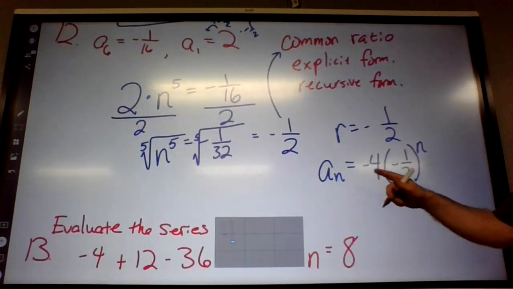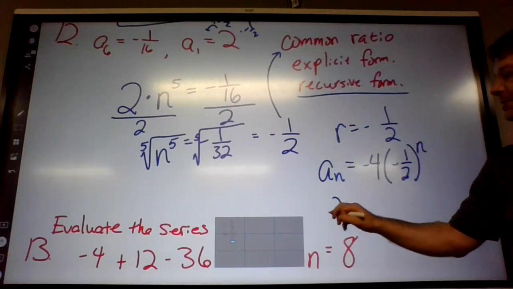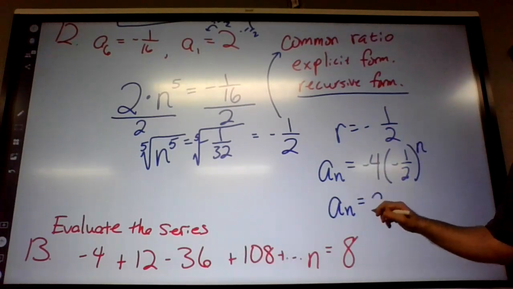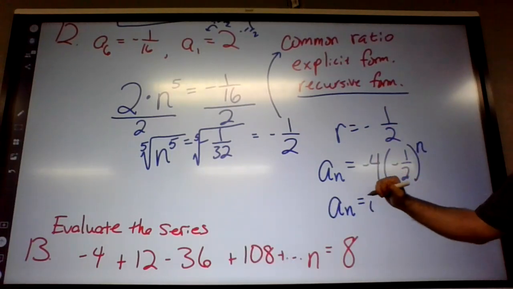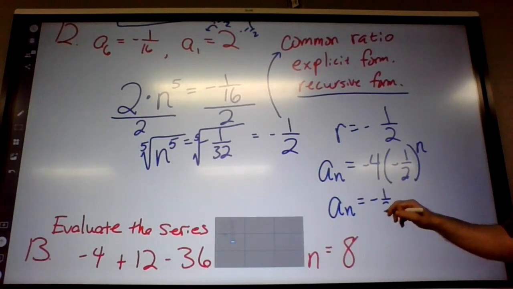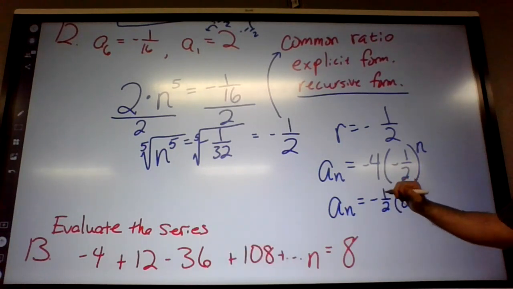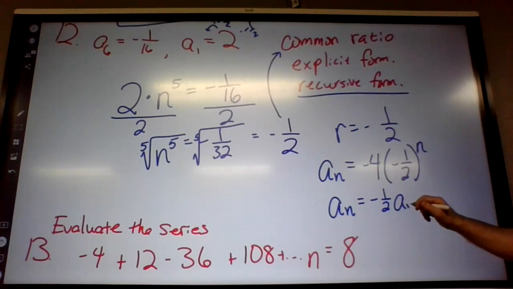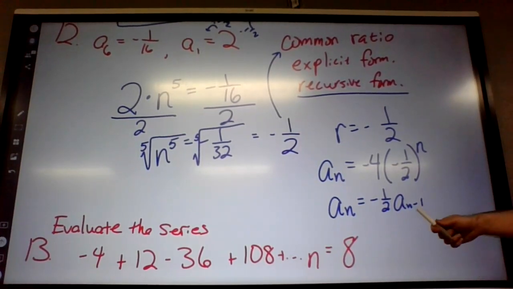Okay, so the recursive formula is just you do the previous term times -1/2. And I'll leave parentheses there. Previous term times -1/2.